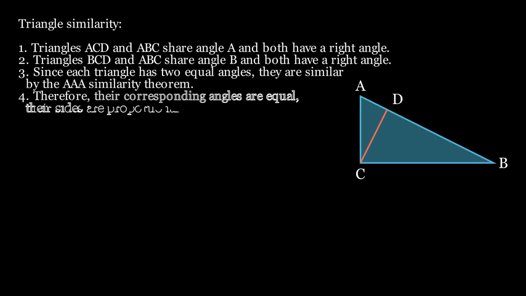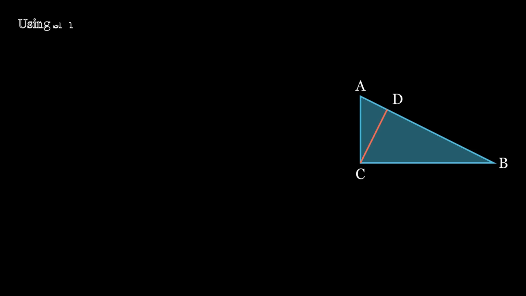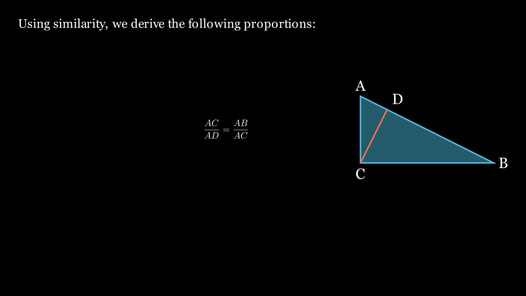We start with a right triangle ABC, where AC and BC are the legs, and AB is the hypotenuse. Drawing an altitude from C to AB creates two small right triangles, ACD and BCD. Both ACD and BCD are similar to ABC, meaning their sides are proportional.